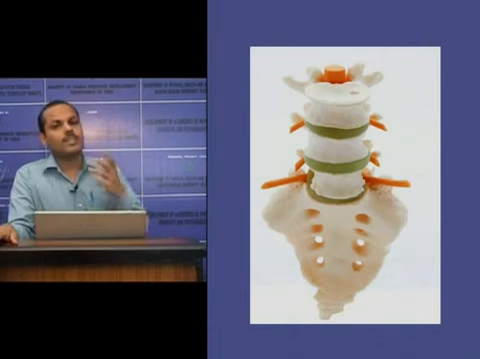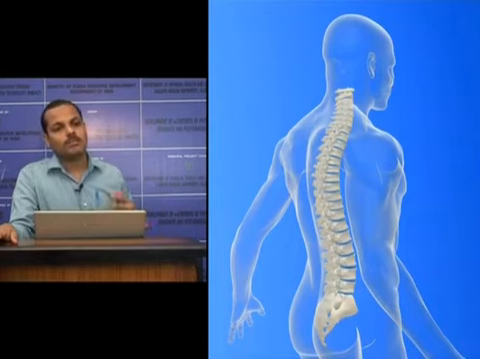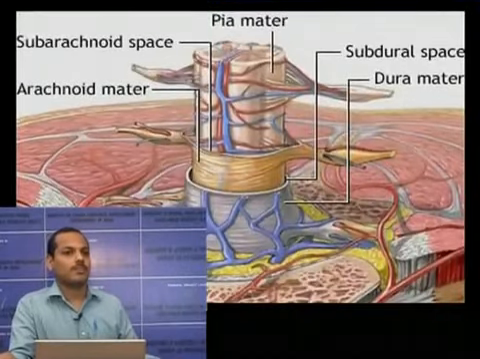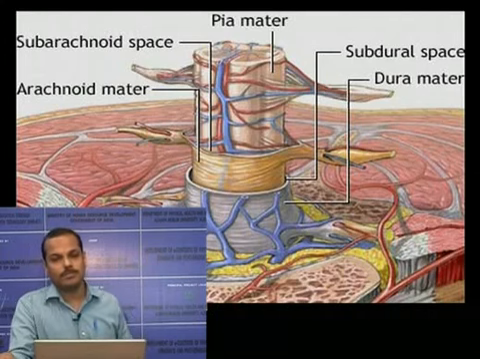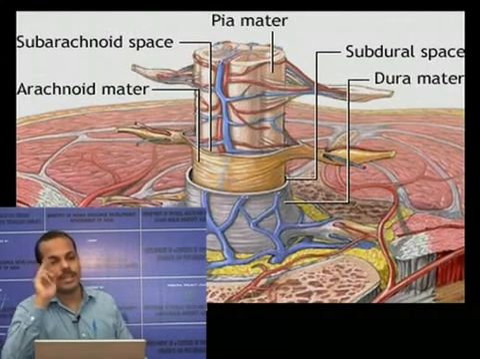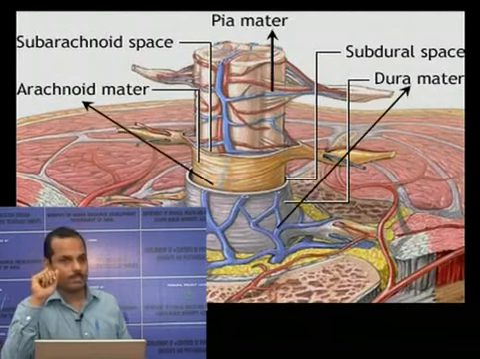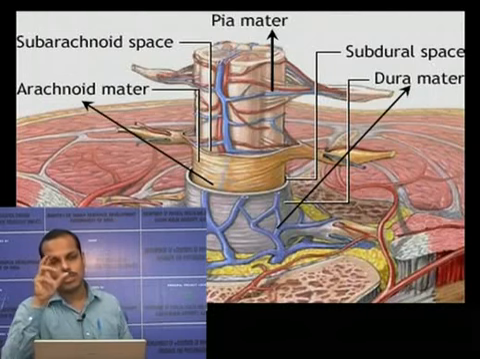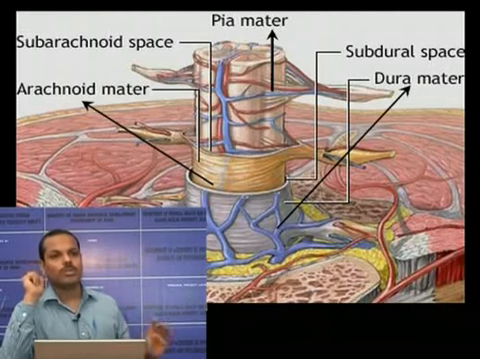Now, the spinal cord has a covering for protection. This covering of the spinal cord is known as the meninges, and the meninges is a three-layered connective tissue membrane. The layers are called the dura mater, arachnoid mater, and pia mater. So the meninges is the three-layered covering of the spinal cord, and it includes the dura mater, arachnoid mater, and pia mater. So, the dura mater.